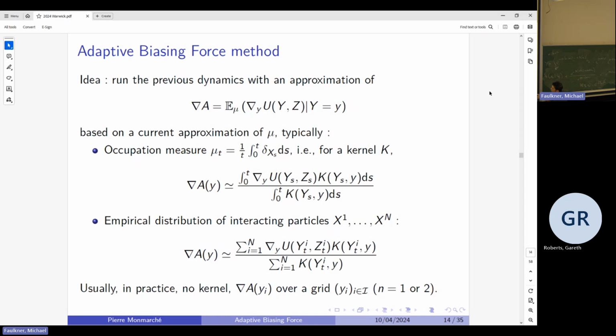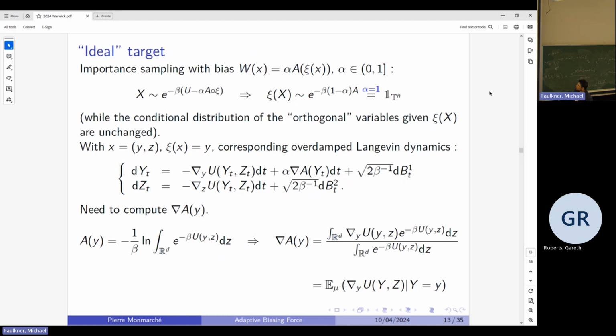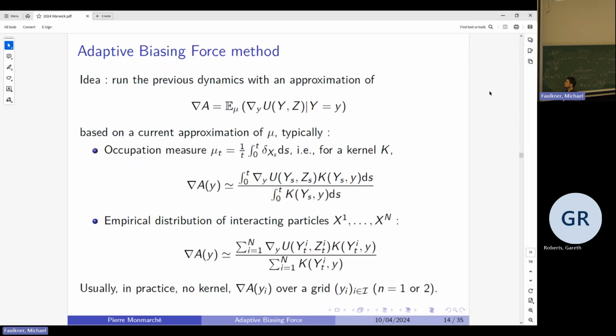And another way to approximate mu is to say, I'm going to do some mean field interacting particles. So I'm going to have n replicas of my system, all doing that, and they are all going to interact through the approximation of the gradient here, which is going to be given by, again, the empirical distribution of those guys, which is going to be a sum of Dirac masses.